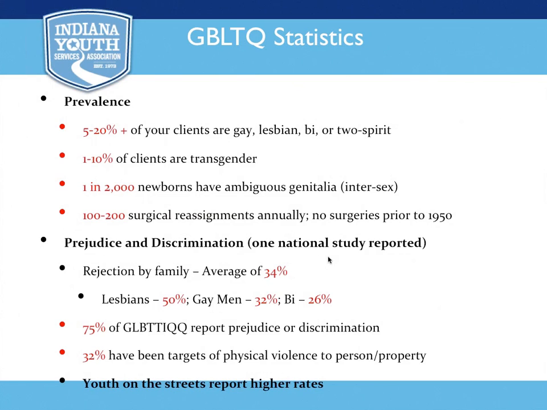and 1 in 2,000 newborns are born with ambiguous genitalia. In psychological terms, that's called intersex, where there has typically been some kind of barrier in prenatal development to normal, if you will, physical development of genitalia. And so when they're born, it's very unclear whether or not they are, from external genitalia, male or female.